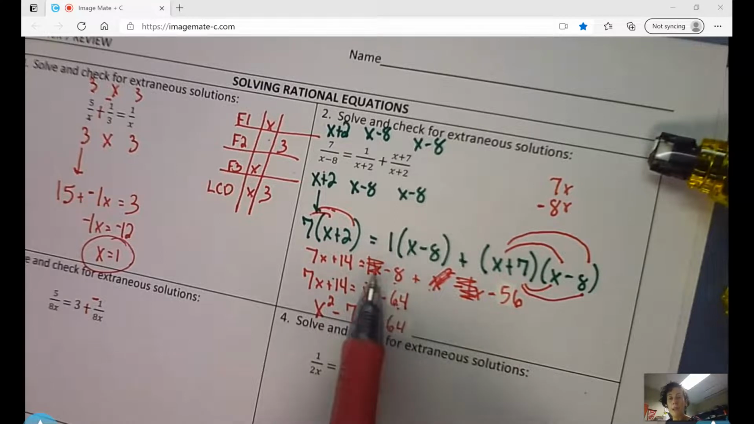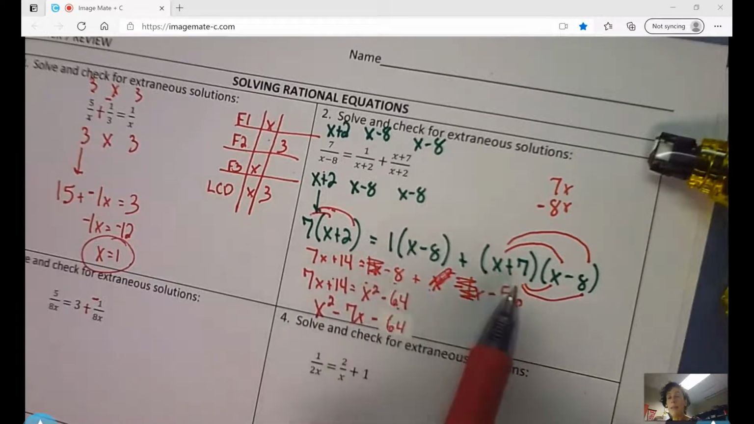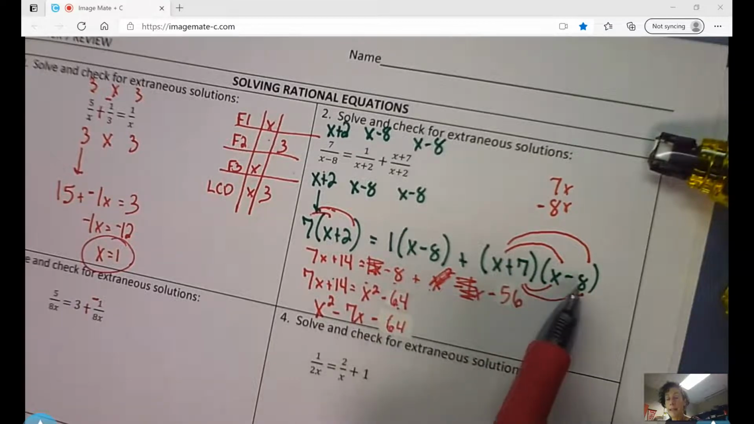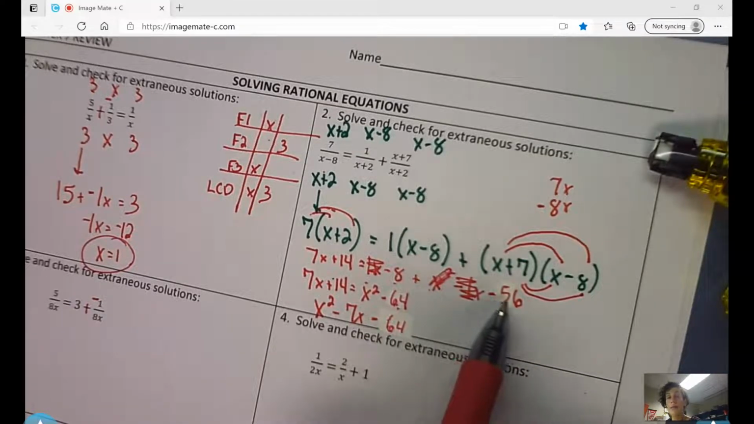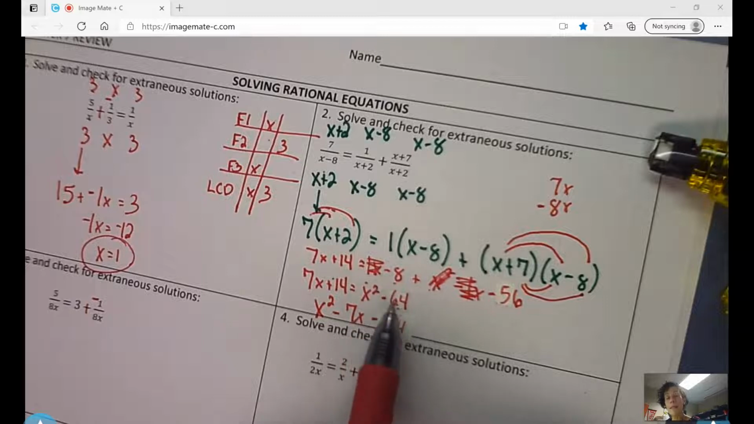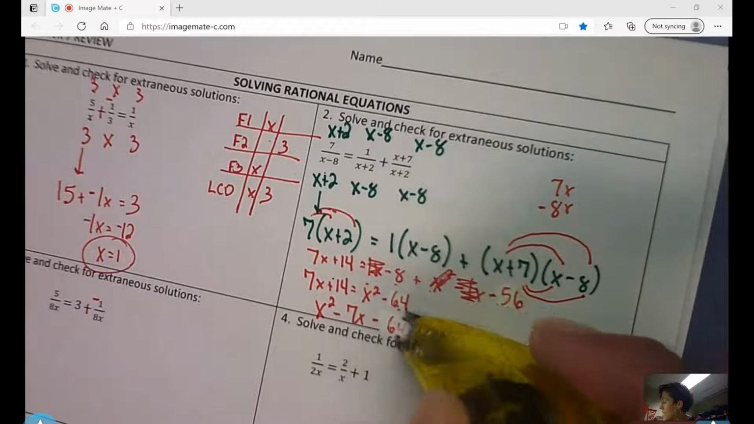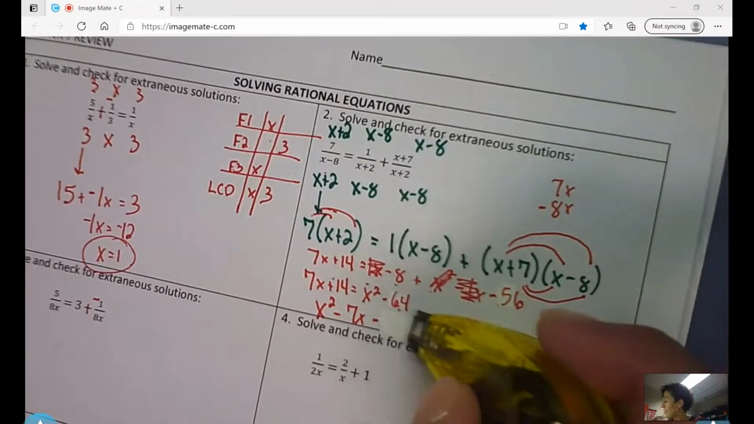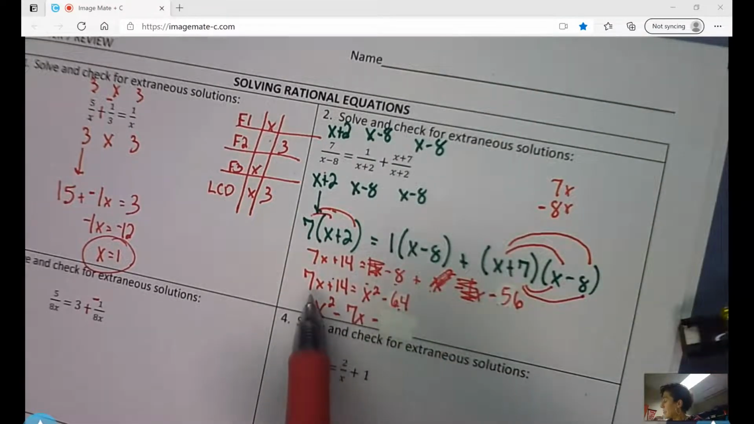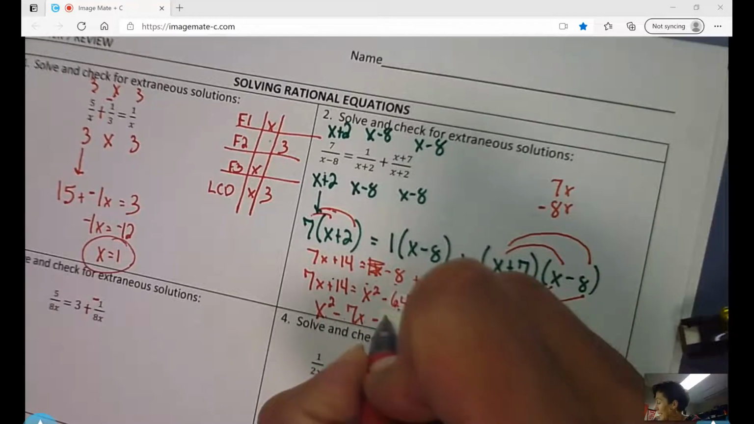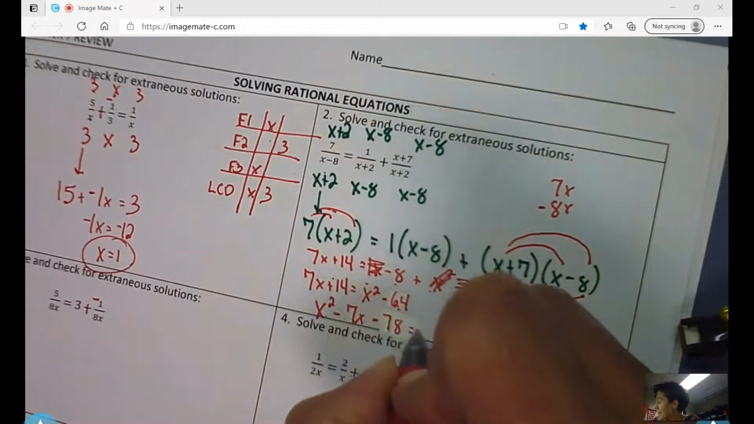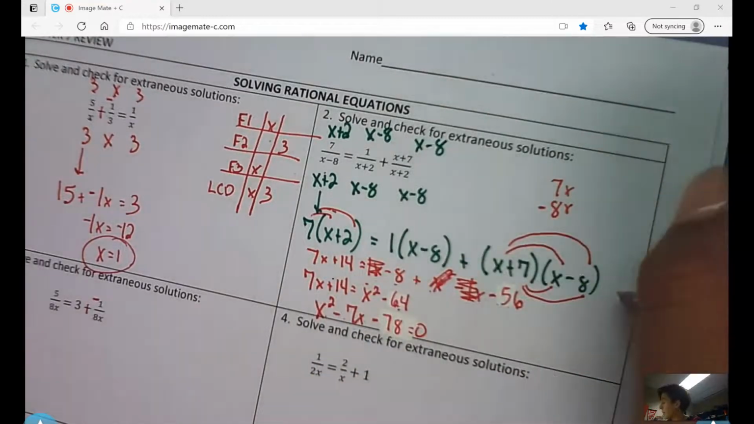So let's just review what I did. I distributed my 7, got this. 1 distributed, didn't really do anything. And then I did not multiply, I added there. So that was a negative 56. When I put the negative 56 with the negative 8, that makes this a negative 64. And when I get everything on one side so I can factor it, when I subtracted the 7x over, that's why it's x squared minus 7x, but when I subtract 14 from a negative 64, I get a negative 78.